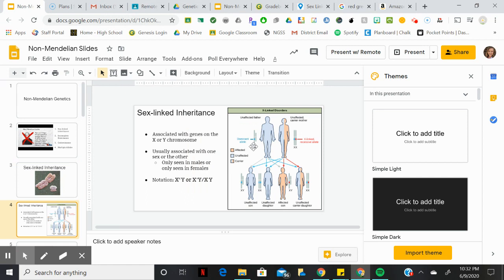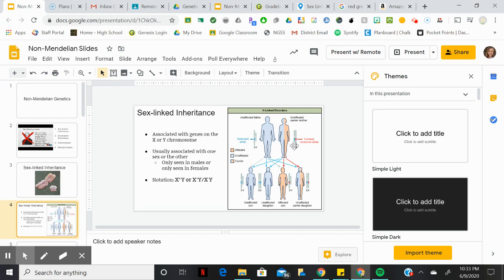So this male has a good X. This female, this mother, has one good X and one bad X. The male doesn't have two X's, right? So he only has one copy, and it happens to be a normal copy. He then has a Y chromosome, which is irrelevant in this case because the Y chromosome has different genes. It doesn't have this gene.